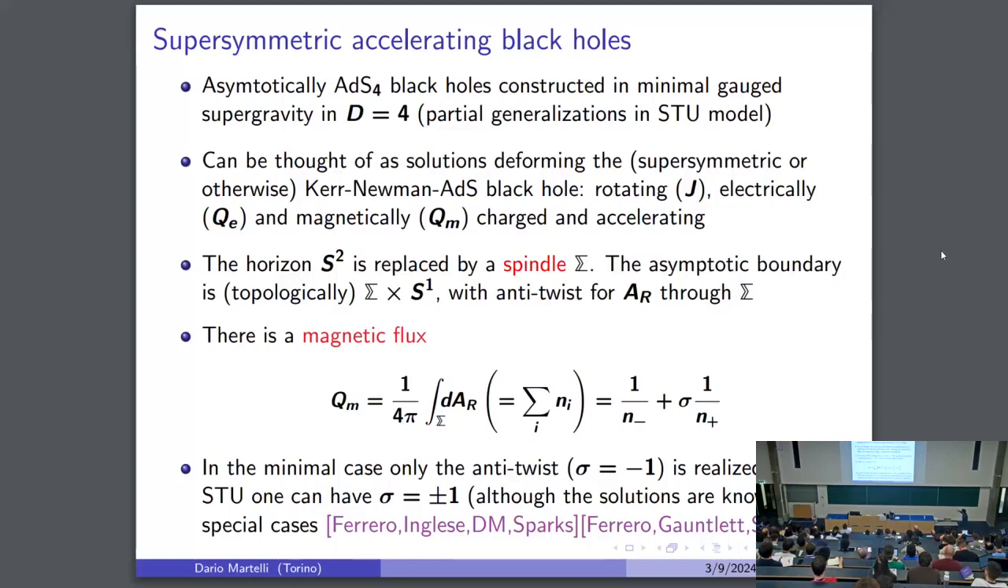Okay, so now it turns out that one can implement these twists and anti-twists on the spindle precisely in the situation where you have these accelerating black holes, which have been mentioned already. They are rotating, they have magnetic and electric charge, and the horizon is precisely a spindle, and you can see this spindle also at the asymptotic boundary, where you get spindle times S1 in the compactified situation. In the minimal gauge supergravity, only the anti-twist is realized, with sign minus 1, but one can show that in more general situations one can also realize the other sign. So generically, for these accelerating black holes, one can realize either the twist or the anti-twist.